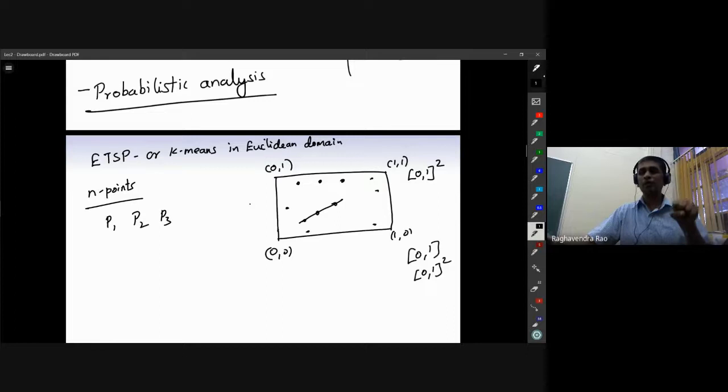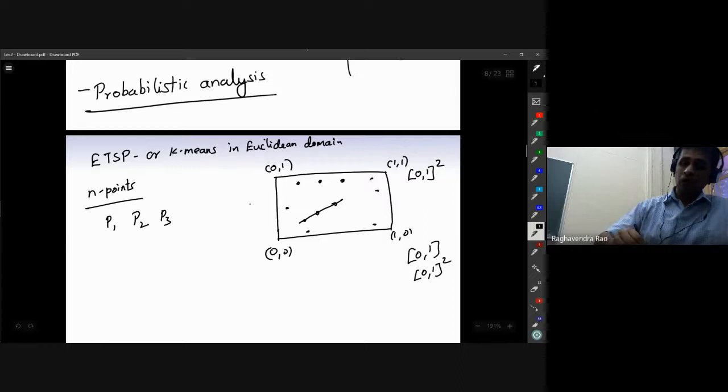Because of this, we can prove certain properties of random points. They satisfy certain properties with very high probability. Particularly, what I can argue is, if I take n points uniformly at random, then the TSP tour value will be close to C times square root n.